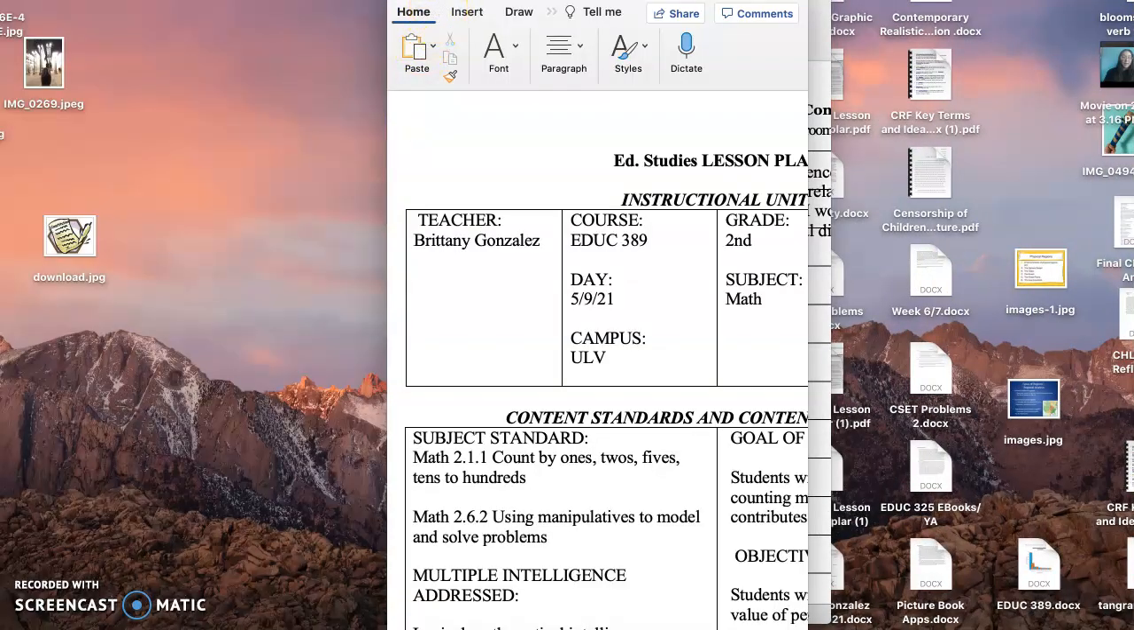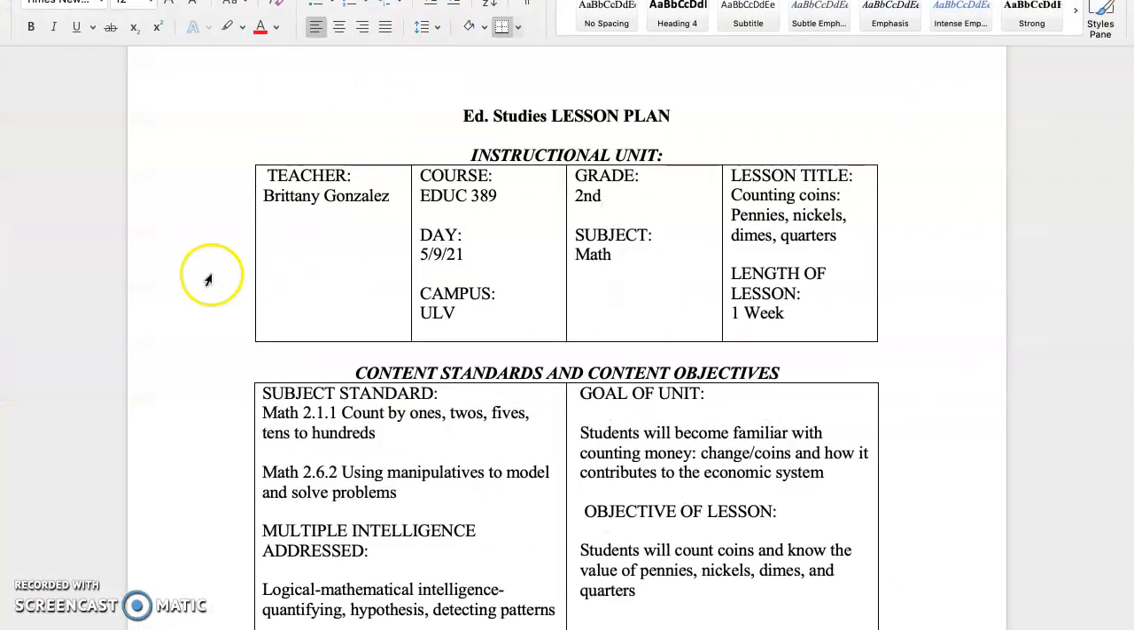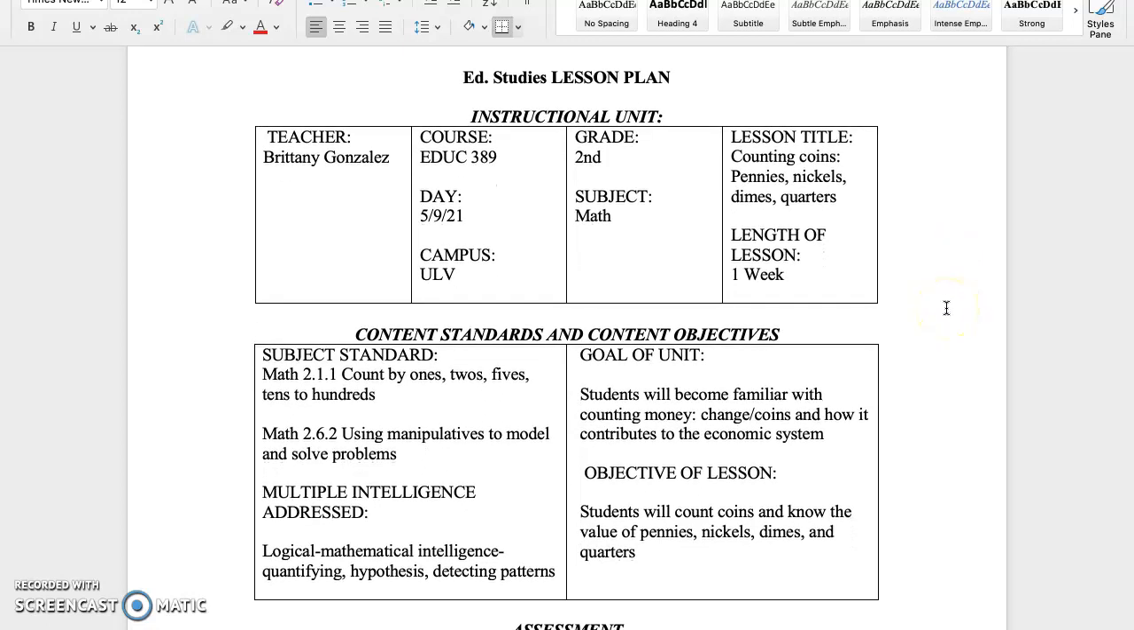Next, I have the lesson plan. My primary grade is second grade, and I would introduce counting money, specifically counting coins such as pennies, nickels, dimes, and quarters.